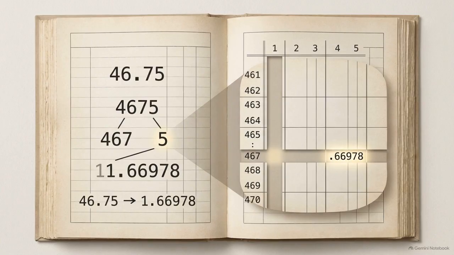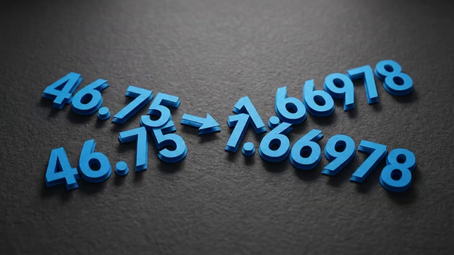Now we look at the specific pattern of the digits, the part mathematicians call the mantissa. To find it, we ignore the decimal point entirely and just look at the raw sequence, 4, 6, 7, 5. We find this pattern using map coordinates. We scan down the left column for the first 3 digits and across the top row for the final digit. Where they meet, the table reveals our translated pattern, 0.66978. Finally, we take our scale tag from before, the 1, and attach it to the front of this decimal. By merging the scale tag with our grid lookup, we successfully translated a real-world number into its perfect logarithm equivalent.